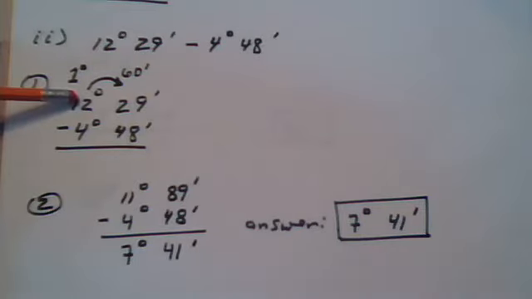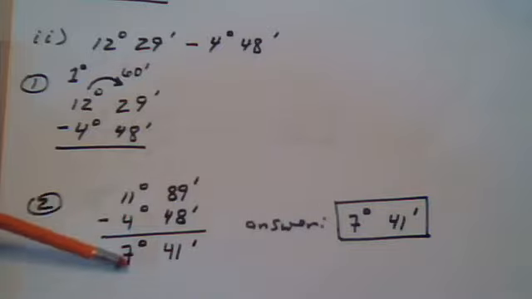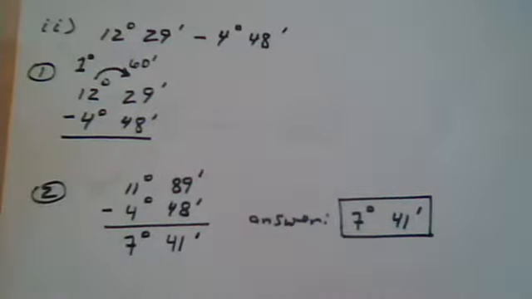Since the 12 lost 1 degree, it came down to 11 degrees. So 11 minus 4 is 7 degrees. So the answer is 7 degrees, 41 minutes.